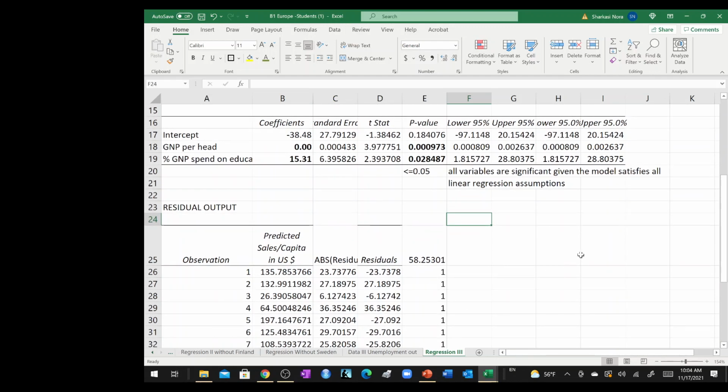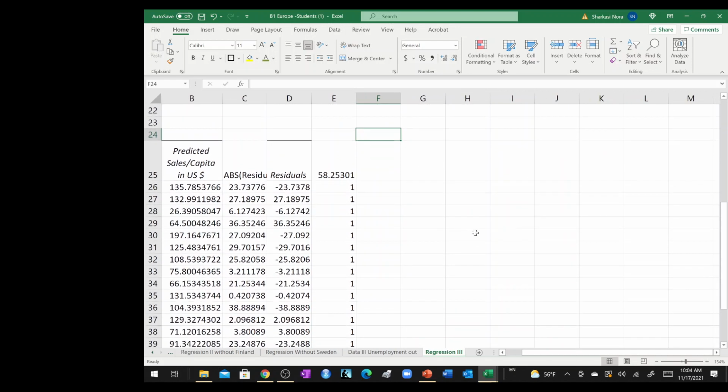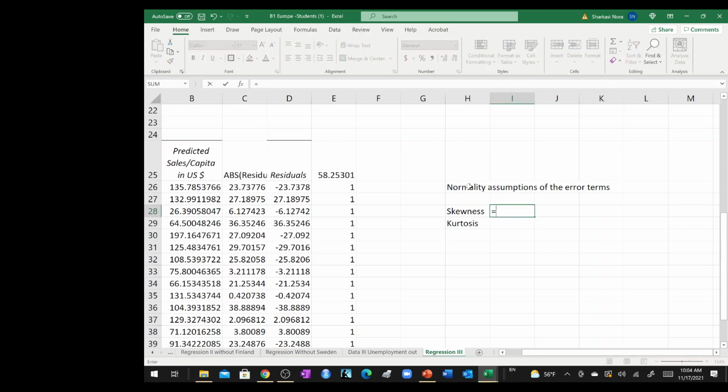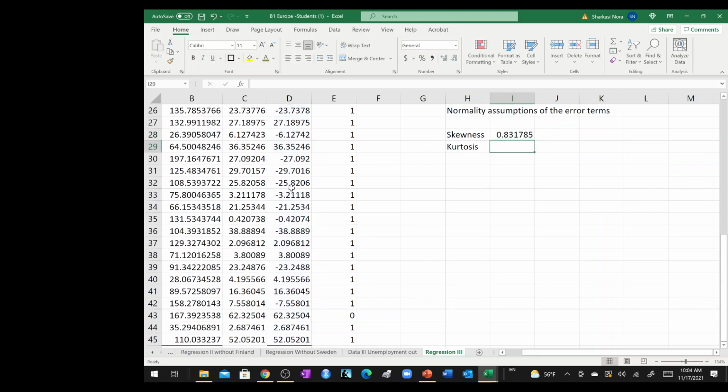Now, let's get started. We're gonna take a look at the normality assumption of the error terms. And with this, we're gonna find the skewness and the kurtosis. So basically, we're gonna take a look at skew for the residuals, and we're gonna take a look at the kurt.